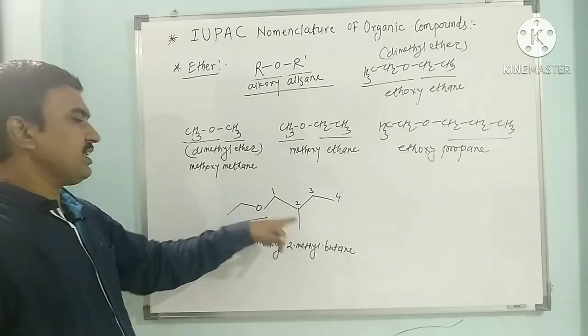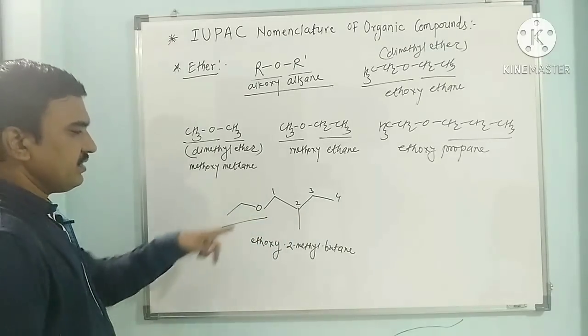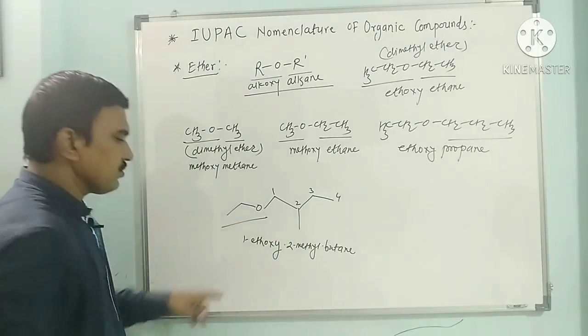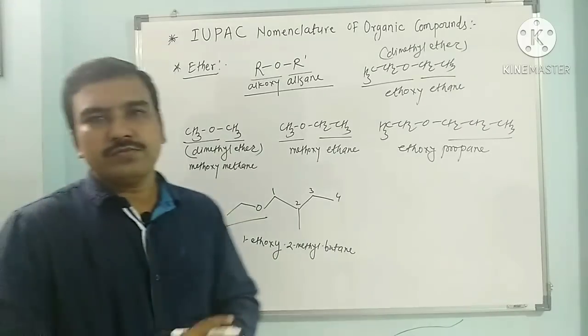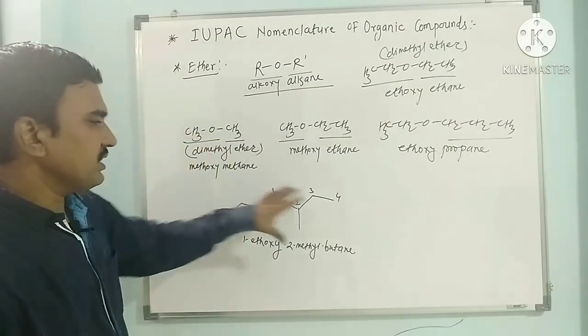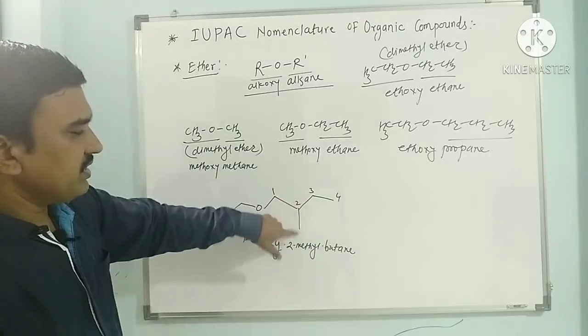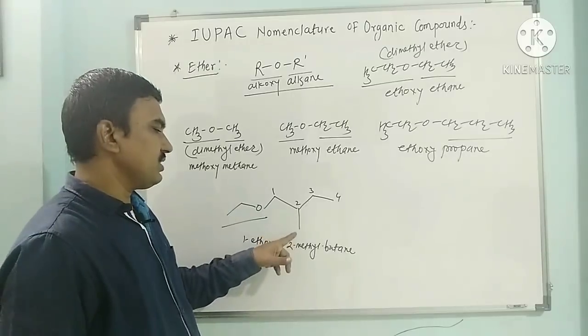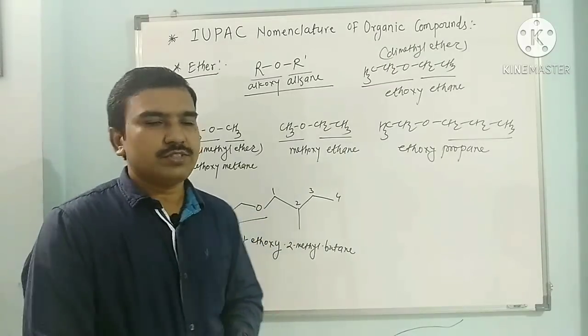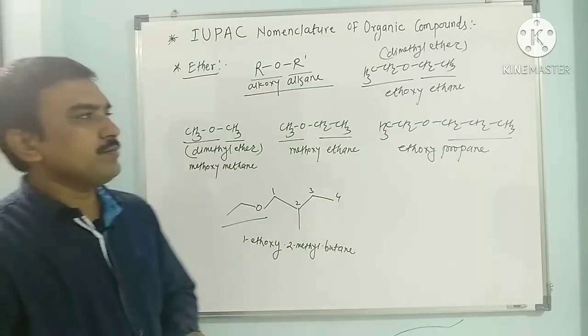Always remember where the methyl and methoxy or ethoxy is there, this ethoxy always goes to the first position, because we have to start numbering in this way. So this is ethoxybutane. In this ethoxybutane, methyl is attached to the second position. So in this way ethers are named.